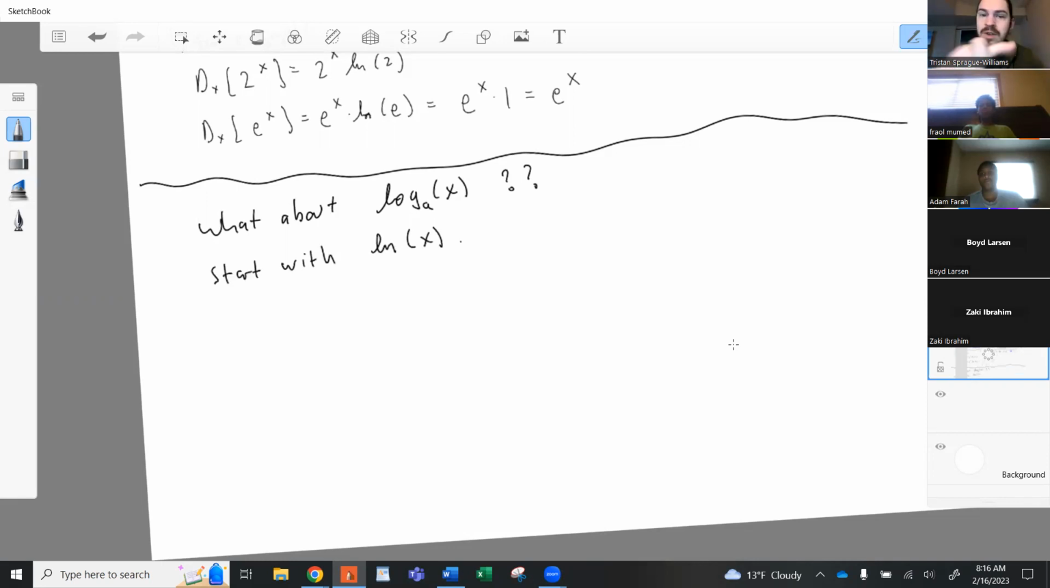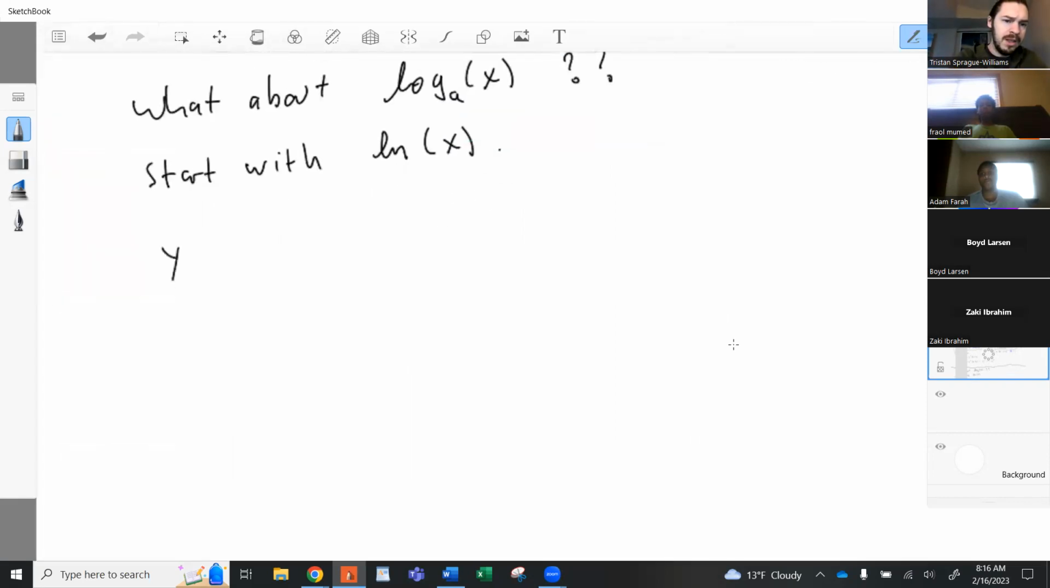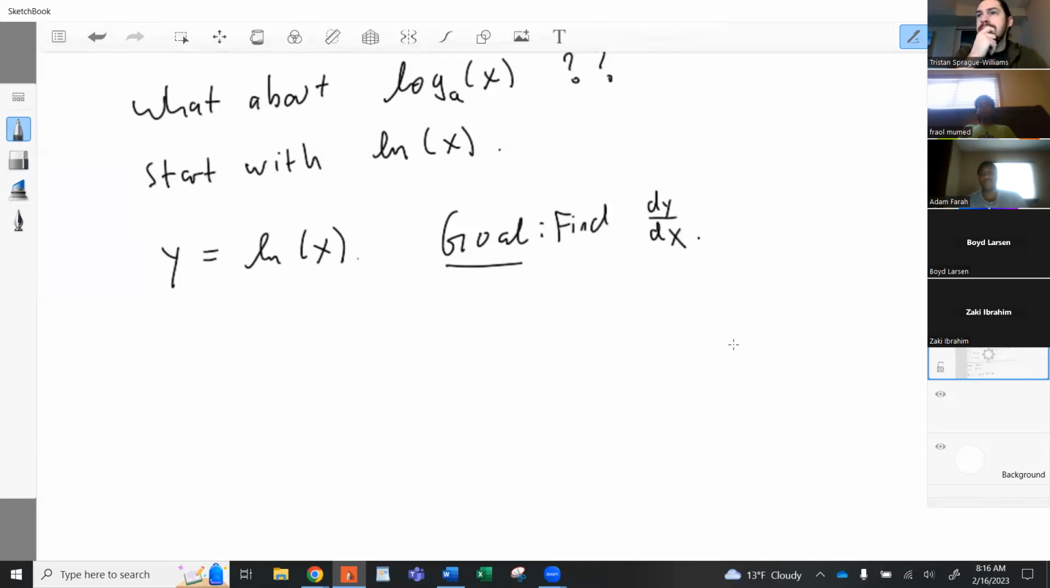In order to figure out the derivative of the natural log of x, we'll write an equation. We'll write y equals the natural log of x. And our goal is to find the derivative of y with respect to x, okay? But we don't know a differentiation rule for logarithms. However, what we do know we can do with logarithms is take an equation involving a log and rewrite it as an equation involving an exponential with the same base. So that would be a base e exponential. How do I take this equation and rewrite it with an exponential base e?